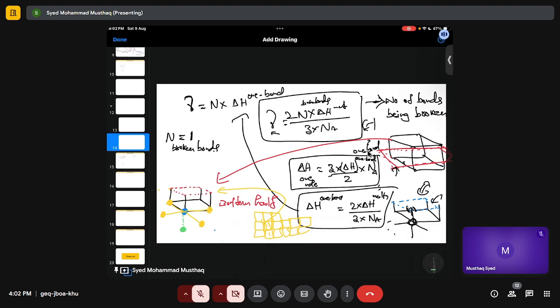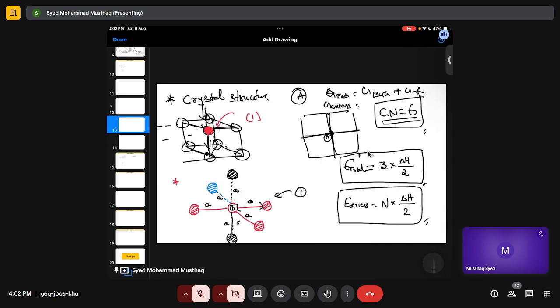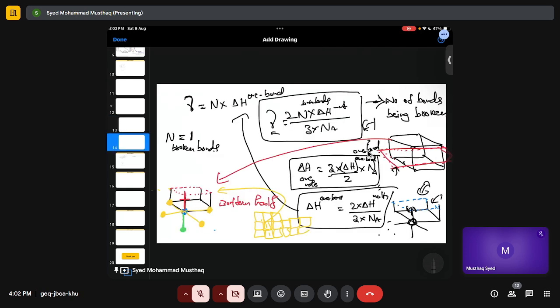So I have a below atom. Now what about the above one? Above, one bond is being broken, right? That's what we are seeing here. So now what is the number of bonds being broken? Here you can see the coordination number is 6. But what about here? It is 5. That means one bond is being broken.